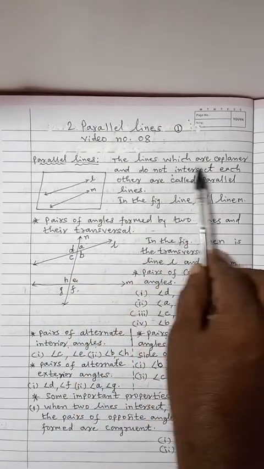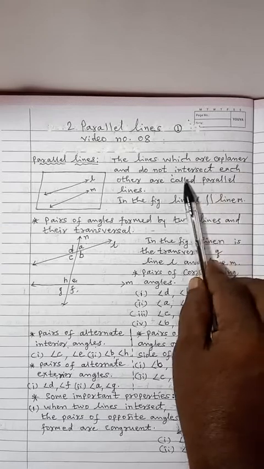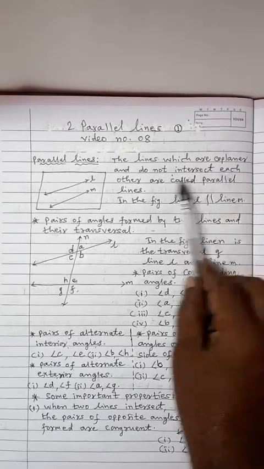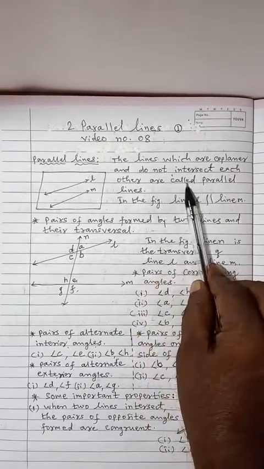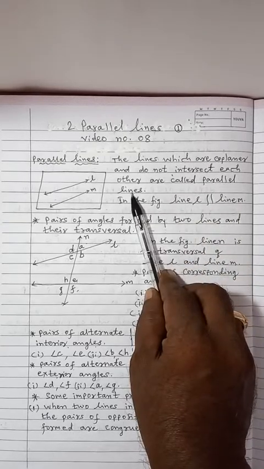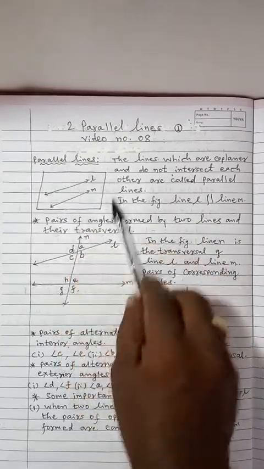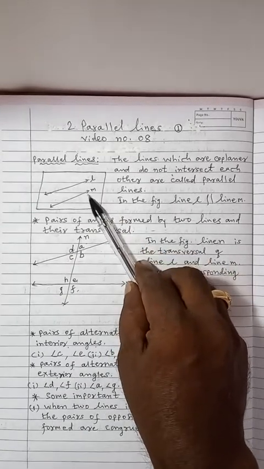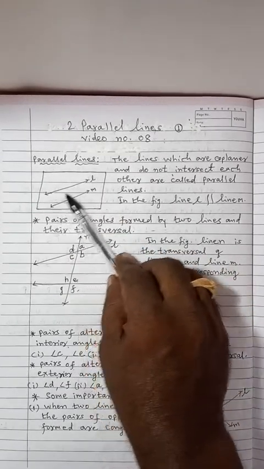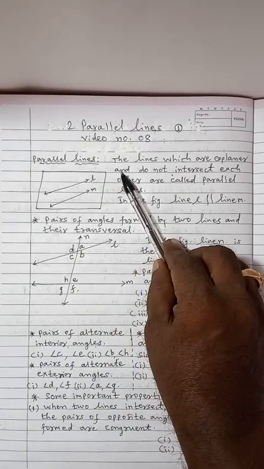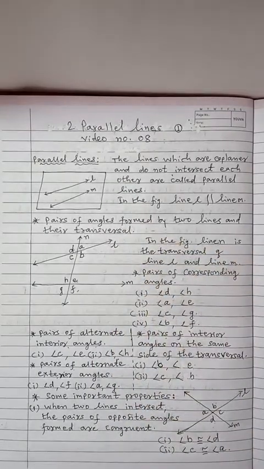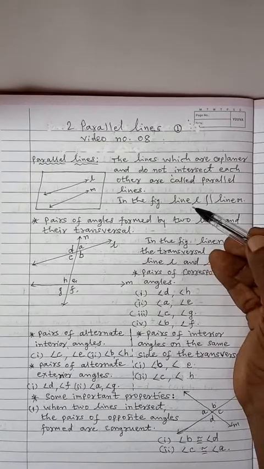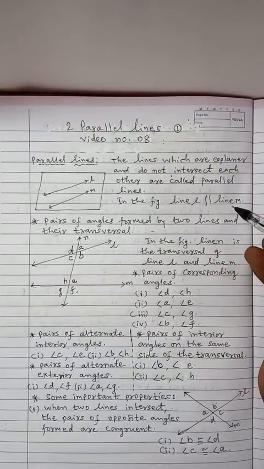Now see here, parallel lines. The lines which are coplanar and do not intersect each other are called parallel lines. See the figure? In the plane, there are two lines L and M. These two lines are coplanar and they do not intersect. So they are parallel lines. So line L is parallel to line M.